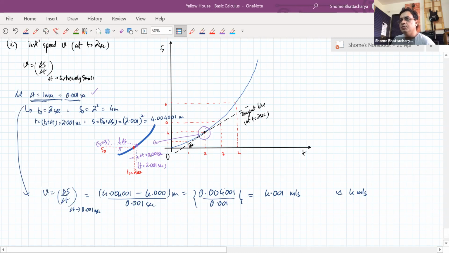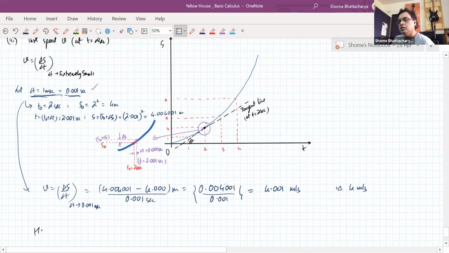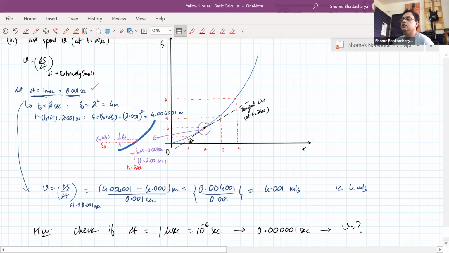Now I'm running out of time a little bit, so I'll just give you something to do yourself as homework later. Check in this same thing, if delta t is taken as 1 microsecond, that is 10 raised to minus 6 seconds, that is 0.000001, then see what is the value of v you will get. When you do this calculation in the same manner, you can use a calculator, or do some manual calculation, you will see that it will come even more precise. It will come as 4.000001 meters per second.